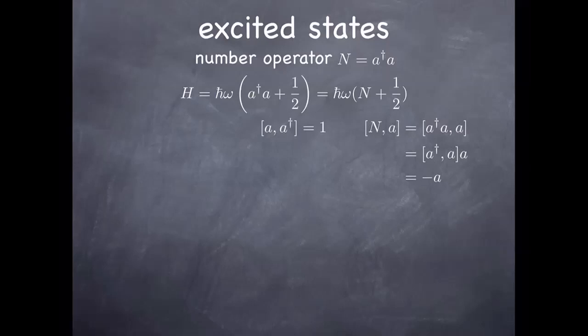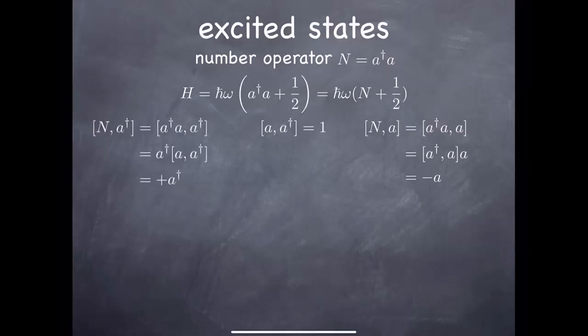So the only thing that remains is A dagger not commuting with A. And we know already the A A dagger commutator is 1. So the A dagger A commutator is then the opposite from the A A dagger commutator. So this commutator is then -1. And as an end result, the N A commutation relation is -A. So you have seen this already in your quantum mechanics class, I believe.